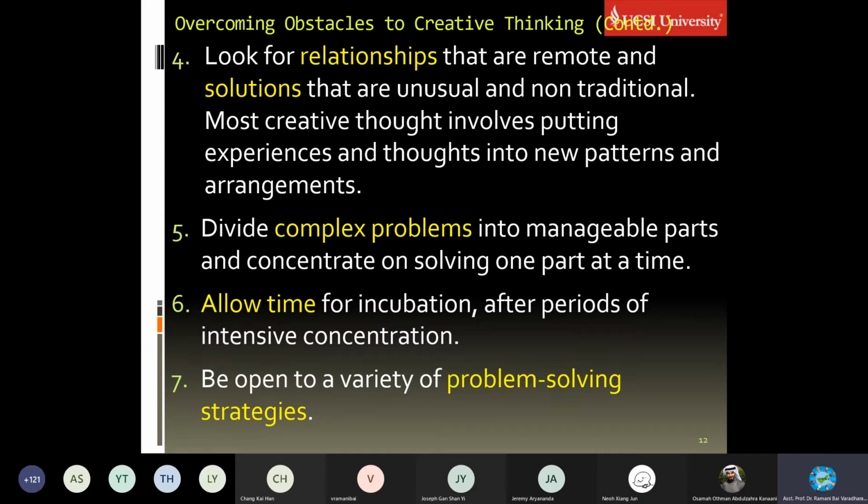Most creative thought involves putting experience and thoughts into new patterns and arrangements. You had all the attributes, right? You can play with the attributes and ask what the common relationship is, the dependency on the progress, right? All these things you have to analyze and come out with new patterns and arrangements.